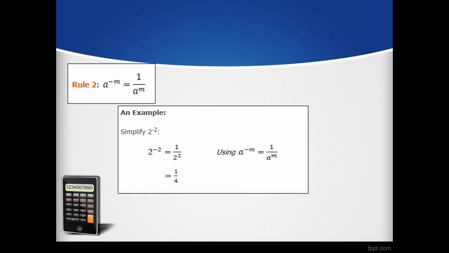For the next rule, a raised to the power of negative n is equivalent to 1 over a to the n. Here is an example. 2 raised to negative 2: ibaba natin yung may negative exponent, so magiging 1 over 2 squared, which is equivalent to 1 fourth. So 2 to the negative 2 is 1 over 2 squared, or 1 fourth.